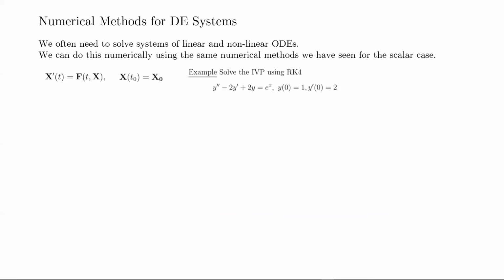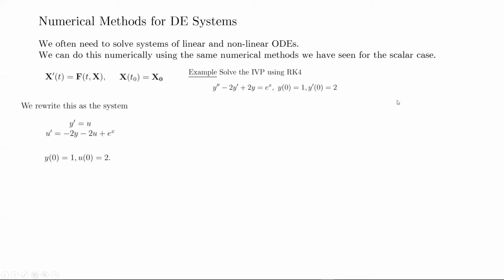Okay, well, the theory is very good, but perhaps we should solve an example. So I want to solve this initial value problem using RK4. I have a second order linear ODE here with some initial conditions: when x equals 0, y equals 1, and when x equals 0, the derivative of y equals 2. So x is the independent variable here.